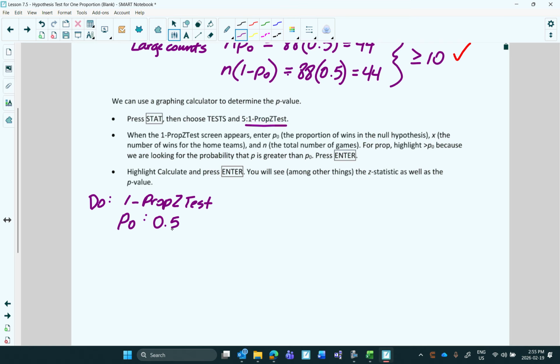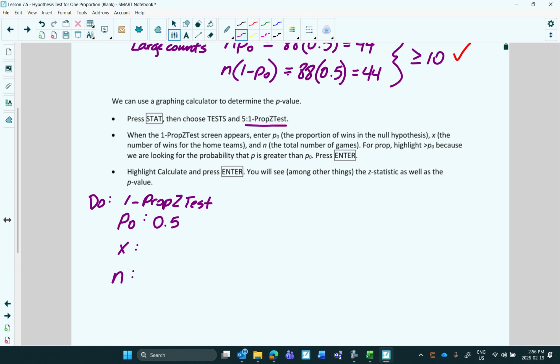So the null proportion was 0.5. What does X represent? You can write it across, you don't have to write it down. X represents the number of wins for the home teams.